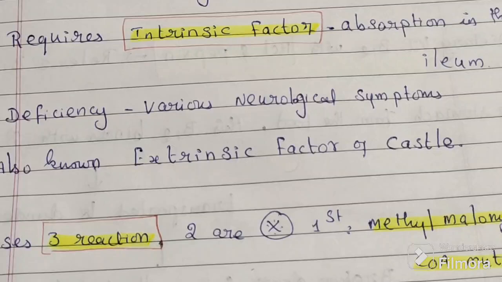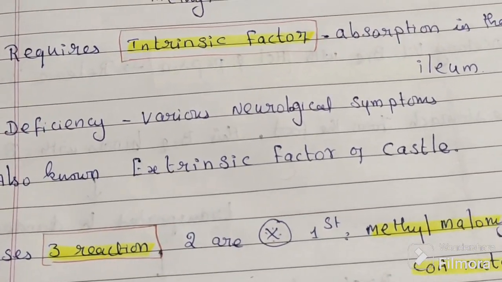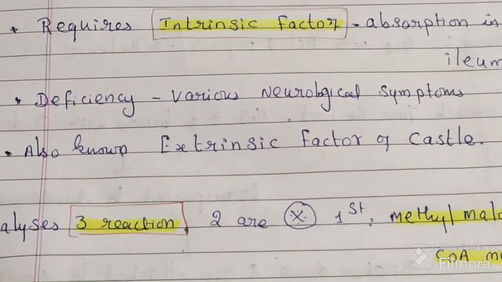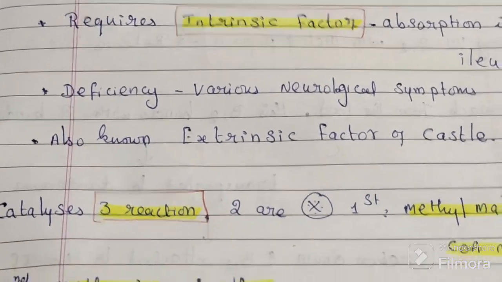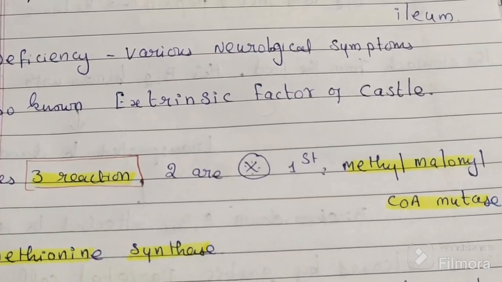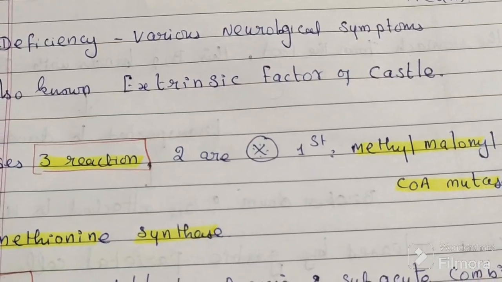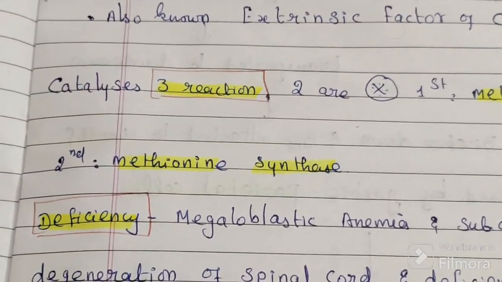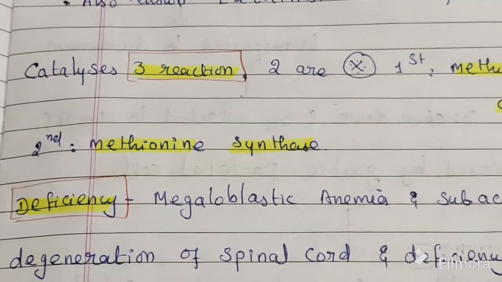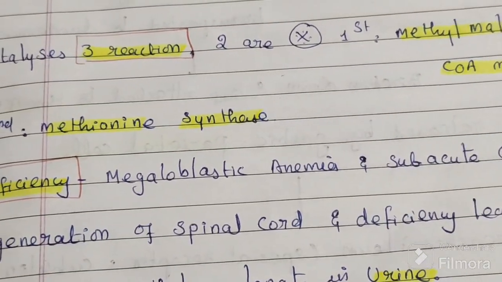It is known as the extrinsic factor of Castle. It catalyzes three reactions, of which two are very important. The first one is methylmalonyl coenzyme A mutase. The second one is methionine synthetase.